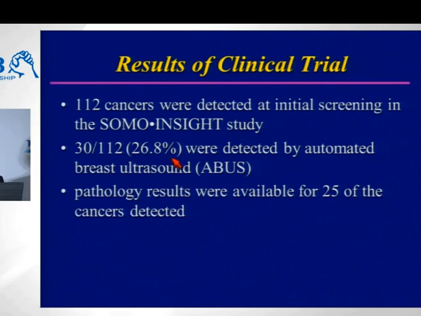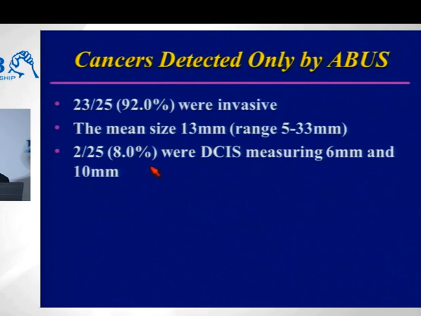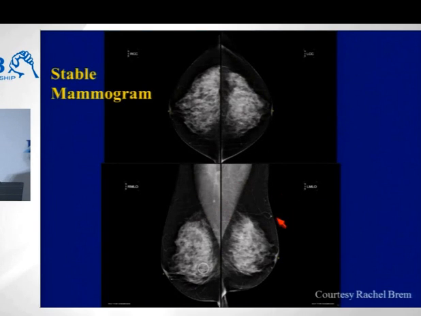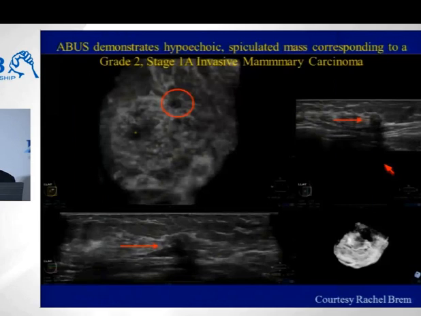30 of them, or almost a third, were detected by the automated breast ultrasound, and they had pathology available for 25 of those cancers. 23 out of the 25 were invasive, only 2 were DCIS, and again, small. The mean size was 13 millimeters. And this is a case from Dr. Brem. This is a heterogeneously dense breast with no abnormality noted. And here it is on the automated coronal scan. You can see the small spiculated mass turned out to be a grade 2 stage 1A invasive breast cancer.